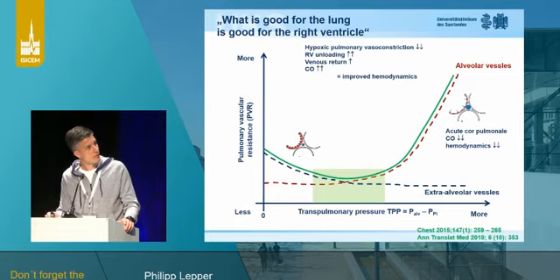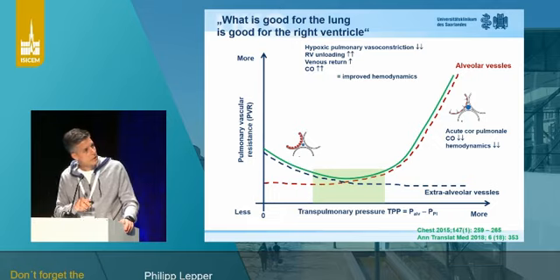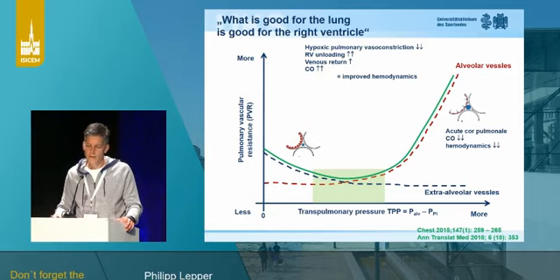Actually, for time's sake, I want to skip this slide. What it just shows is that increasing transpulmonary pressure over, let's say, a more or less physiological level leads to distension of alveolar vessels, and they will largely contribute to afterload of the right ventricle. So if transpulmonary pressure increases, it's just less and more on the x-axis, this will increase the afterload and make the right ventricle more prone to fail.